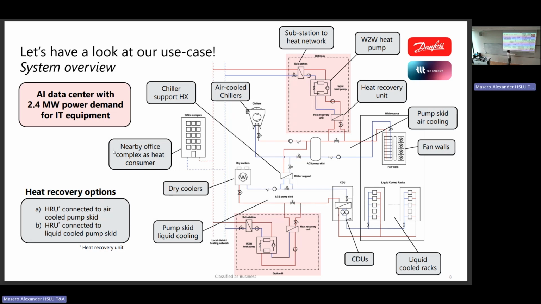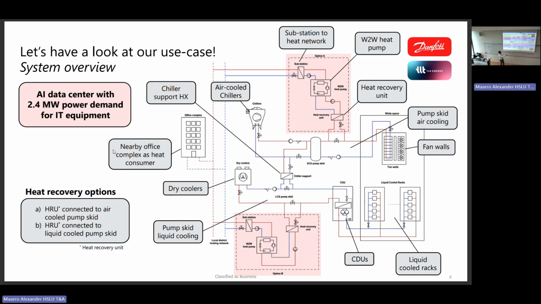That means we need 2 temperature levels for the cooling cycle. Our liquid cooling part here, there we are at our 30 degrees. And the upper line is our air cooling part, where we need lower temperatures, so it's approximately 20 degrees. And now the question is, we want to recover the heat and feed this nearby office building. How do we do it?